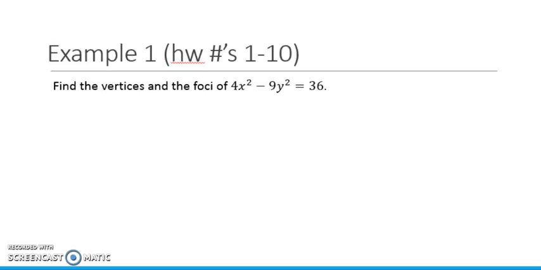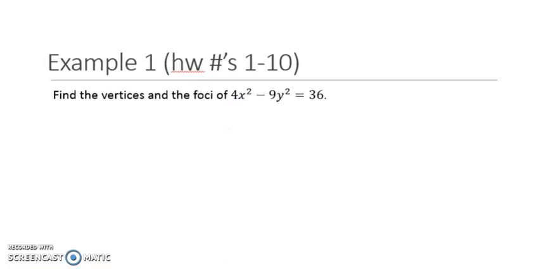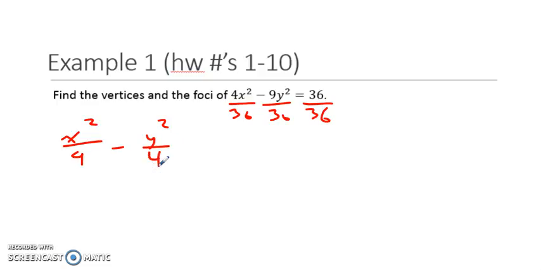So in this case, right now I have it set equal to 36. So I'm going to divide all three terms here by 36. And that first piece, if you reduce the 4 over 36, you're going to have x squared over 9. And then 9 over 36 will reduce to be 1 over 4, and 36 over 36 will equal 1. So now it matches the form of what we were looking for on the previous equations.